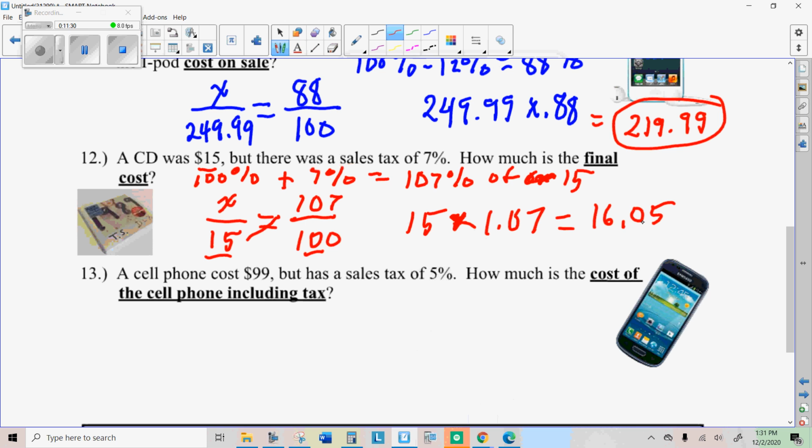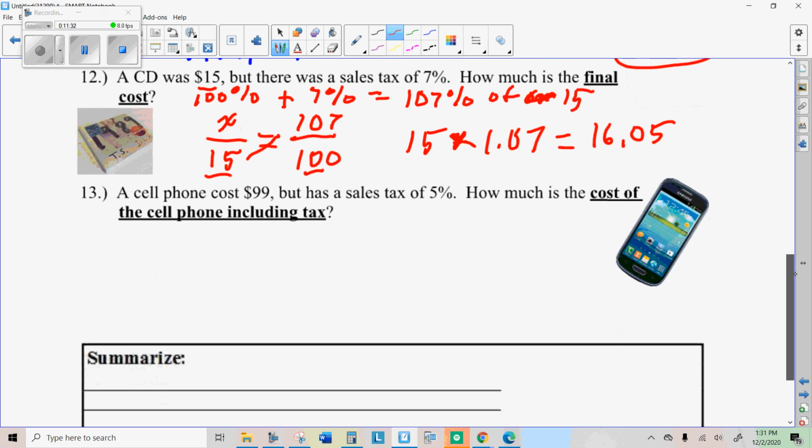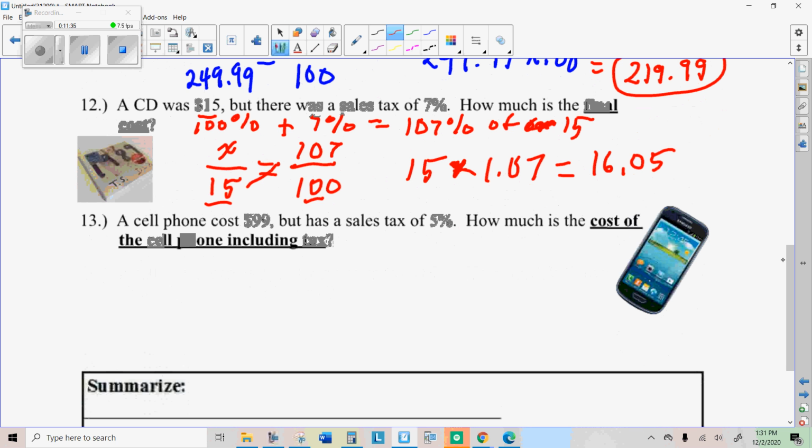All right, go ahead and try the next one. You're adding 5% on for sales tax. Do it just like I did the last one. See if you get it right.